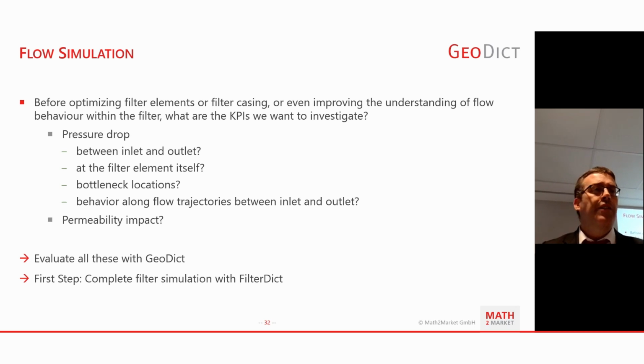We can check for the behavior along flow trajectories between inlet and outlet. As you can see, there are several possibilities, and we will investigate all of them. Of course, some sort of permeability impact is possible too, but as we are only changing the pleat count later on and not the pleat thickness, that won't be of much importance for our case now. You can evaluate all those in GeoDict, and we do that with a complete filter simulation with FilterDict.